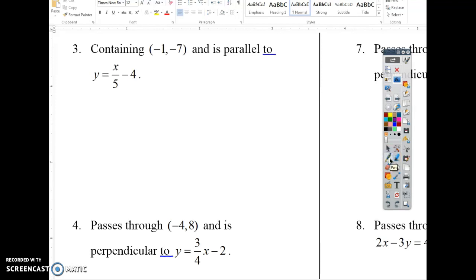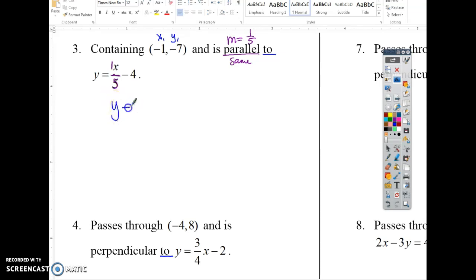Number 3 is asking for a line that is parallel to this one, so that means the slope has to be the same slope. The slope here is 1/5 x, so the slope would have to be positive 1/5. Same slope, and it needs to pass through these 2 points. So that's your x1, y1, and you're going to plug that into the formula.